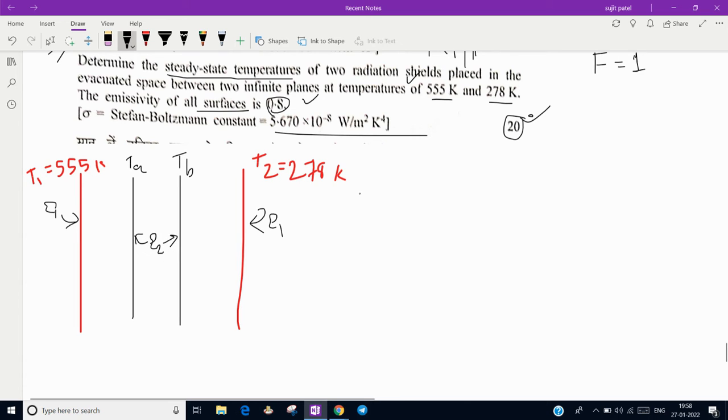Why? Because in every case it is not the same, there may be a chance that next time they will say the emissivity of the plates is 0.9 and emissivity of the radiation shield is 0.7, so it will be different. So we have to first write down the general formula for heat flux, that means heat transfer per unit area. I'm going to write first the generalized equation, and then I will give the equation where all the emissivities of the surfaces are the same.